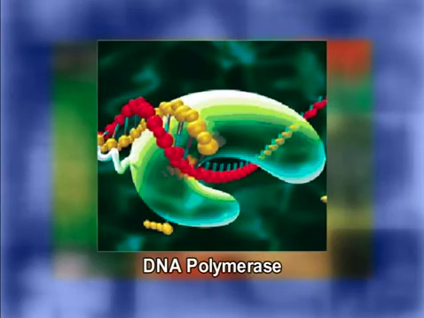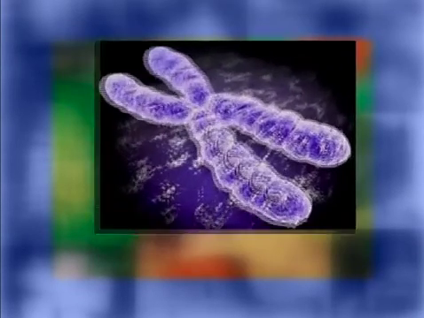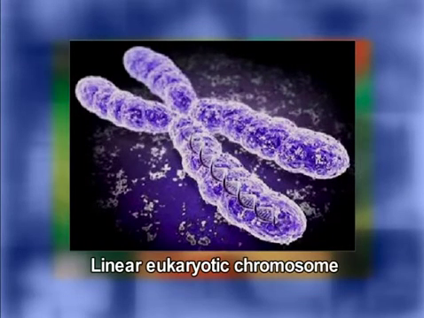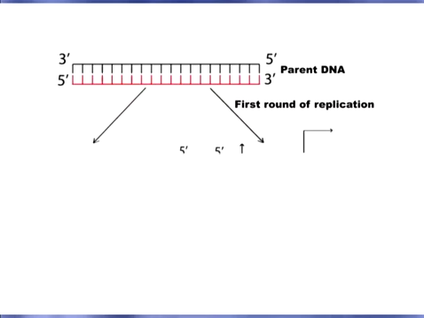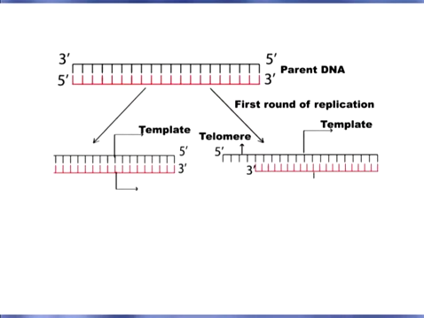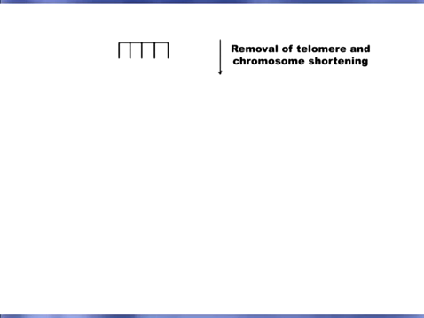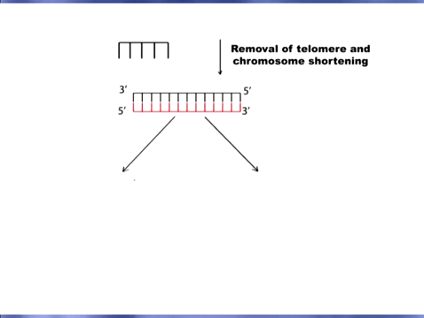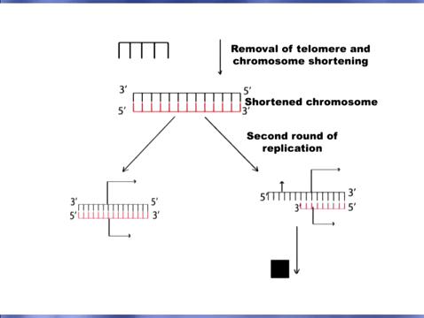DNA polymerase cannot replicate the terminal DNA segment of a lagging strand in eukaryotic chromosomes. This is because of the linear nature of a eukaryotic chromosome. This single-stranded terminal end, which is called the telomere of the lagging strand, will be removed by some exonuclease enzymes. If there is no mechanism to replicate the telomere region, the chromosomes will become shortened and shortened in each round of replication.